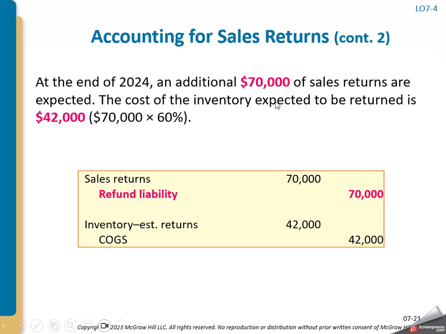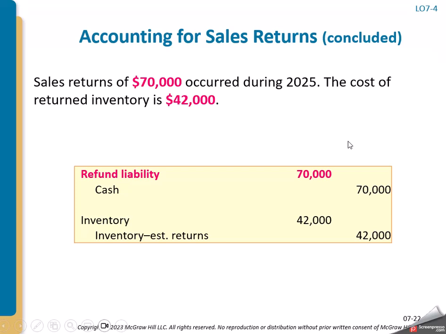We expected 200,000 total, and 130 came back. So we still think there's another $70,000 of returns that could come back to us. Then we're going to create a liability for those. We're going to debit our sales returns, that contra account that offsets our sales, and create a liability, and then we're going to put it into an estimated return inventory account and credit our cost of goods sold.